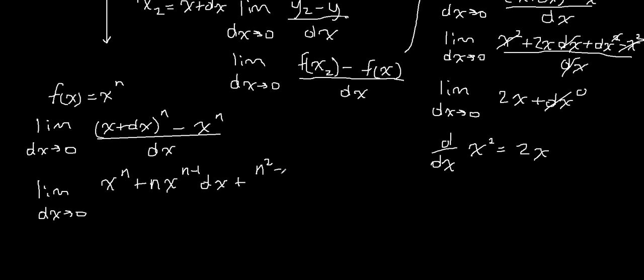So n squared minus n over 2, I think, x to the power of n minus 2 dx squared, all that kind of stuff, dot dot dot, and your last term is minus x to the n. And this is all over dx.